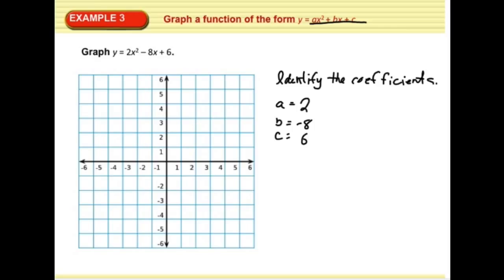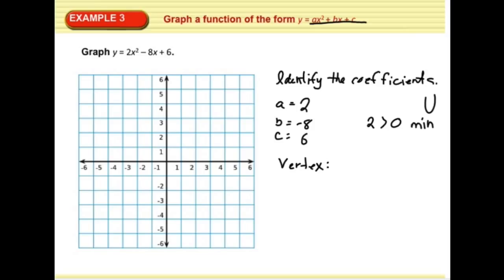Now I'm going to think about the vertex. Actually, first of all, does my graph open up or down? Well, A is 2. 2 is greater than 0. So my graph is going to have a minimum value, which means it's going to open upwards. So that's just good to know ahead of time. Before you start calculating, you kind of want to know what direction your graph goes in. Then we can think about the vertex.